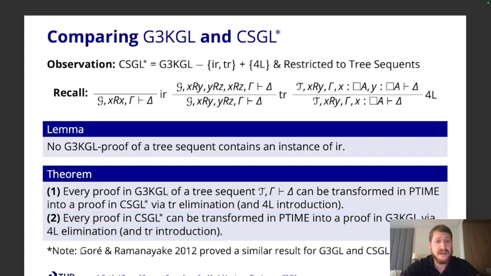Note that a similar result was given by Rajeev Goré and Revantha Ramanayake in 2012, but they showed a correspondence between a different labeled and a different tree sequent system for GL, and that correspondence is a bit more involved because these systems do not have as nice properties. They have slightly different proof theoretic properties than G3KGL and CSGL star. But it predates this theorem and is still quite similar, but a bit more involved.